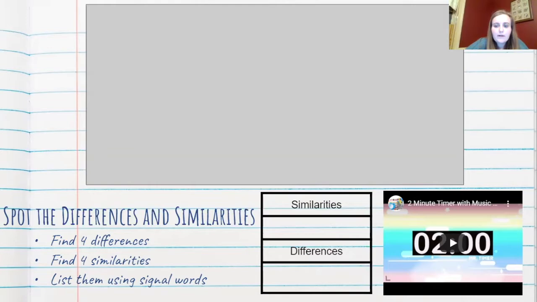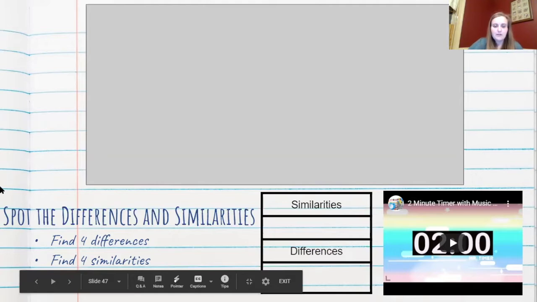So remember, signal words are words that tell us what we're talking about. If we're talking about similarities, those are our compare signal words, like the same as, both, they both have this. Things like that would be your similarity signal words. And then when we're talking about differences, it would be things like, this picture has this, however, the second one has, things like that. So those are going to be your signal words for differences. So that's what you're going to be doing while you're looking at your picture. I'm going to put a 2-minute timer on the screen. When the timer goes off, we'll put our pencils down and talk a little bit about it.